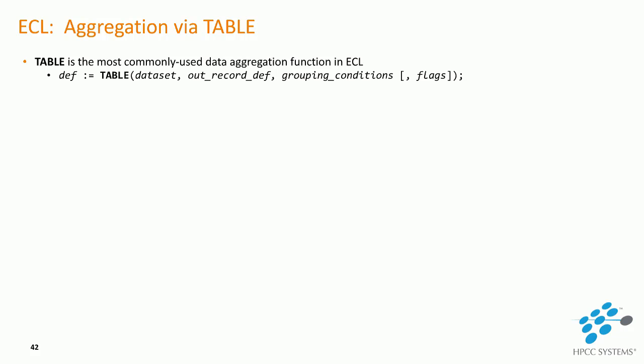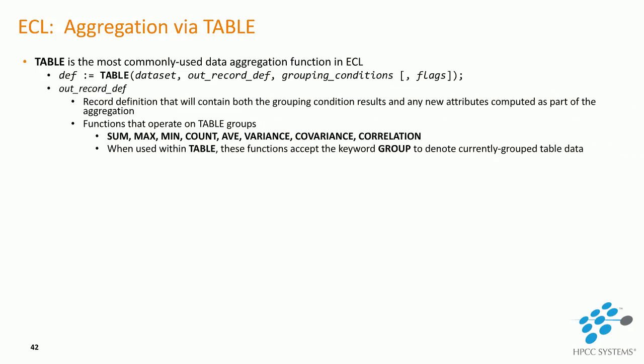All right, so one of my slides here, this is my friend, my colleague Dan Camper, who put this slide together. I thought it was kind of cool, so I wanted to share it with all of you. He talks about table being used to do aggregation, of course. And he mentions that table is the most commonly used data aggregation function in ECL. And there's a review of the parameters again that we illustrated in the previous slide, the output record definition, and so on.